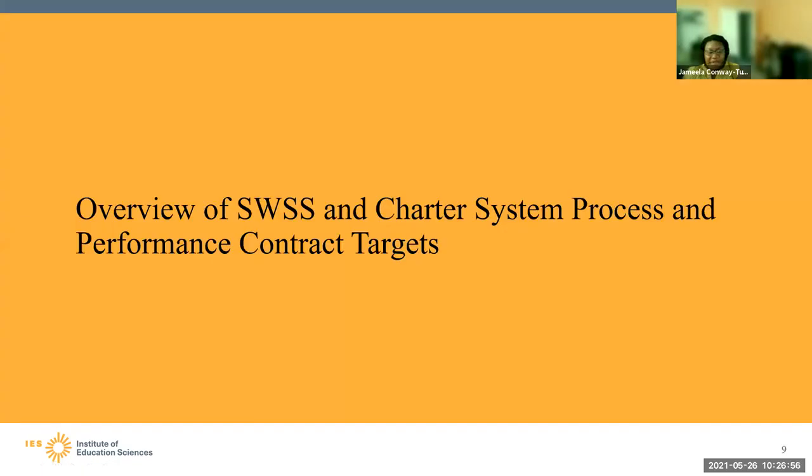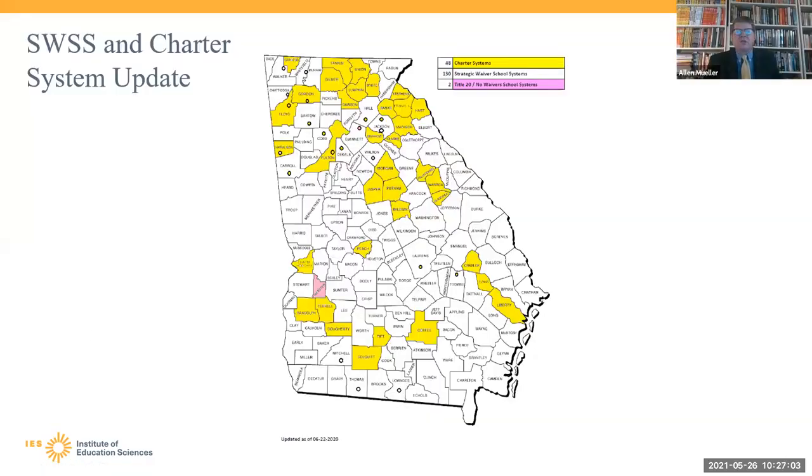So now I'm going to invite Alan up to talk a little bit about SWSS and charter systems. Thanks, Jamila. So in Georgia, of the 180 school districts, which you see represented here on this map, 178 of them have performance contracts with the Georgia Department of Education. And those performance contracts confer flexibility to districts in return for specific program performance targets and the expectation of implementation of innovations that are outlined in the contract.